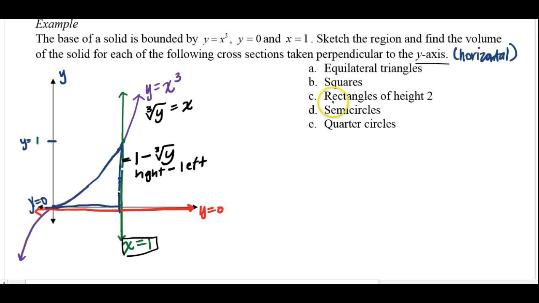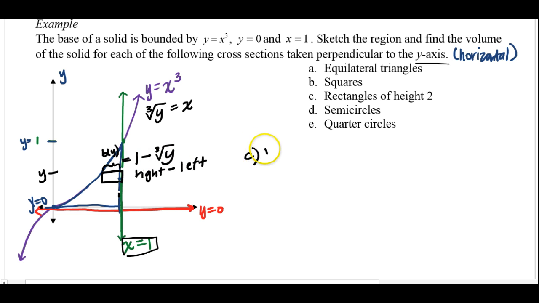All right, moving on to part C, we're going to have rectangles of height 2 being the cross sections now. So again, I can think about picking any y value. At that y value, there's going to be a rectangle of height 2 that is perpendicular to the y-axis. So right there, that's going to be the base of my rectangle, and so the height is always 2. So that right there is my height 2. My base is b of y. So my base can be found by, again, using right minus left since I'm working horizontally. And right minus left is still 1 minus the cube root of y.